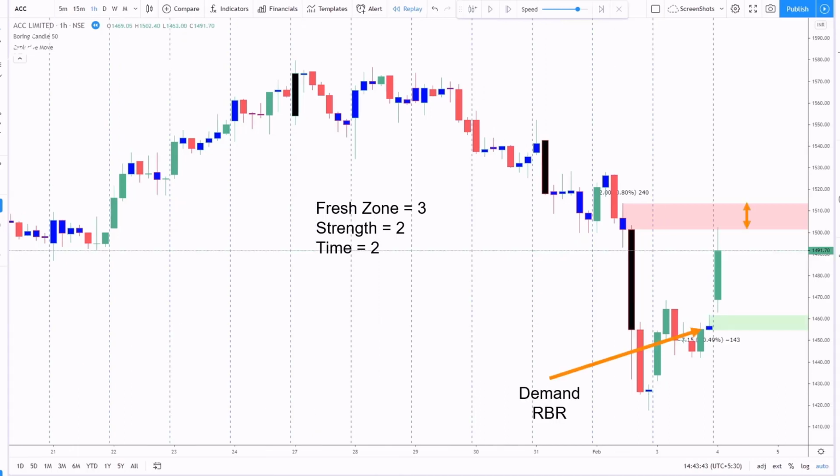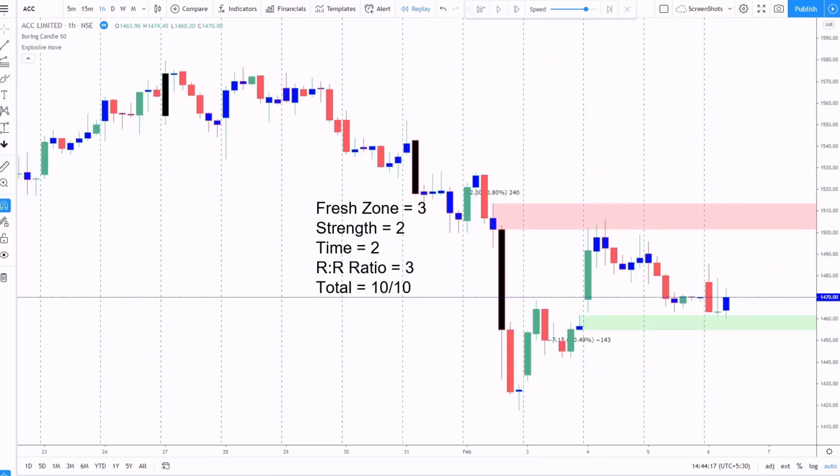When the price is coming back to the zone, we will identify the opposing fresh zone for target. In this case, it's a rally-base-rally. Now we will find the reward to risk ratio. Since it is more than 2:1, it will be a score of 3. Therefore, the total quality score for the zone is 10. Here, you can see that after hitting the supply zone, price moved to our target.